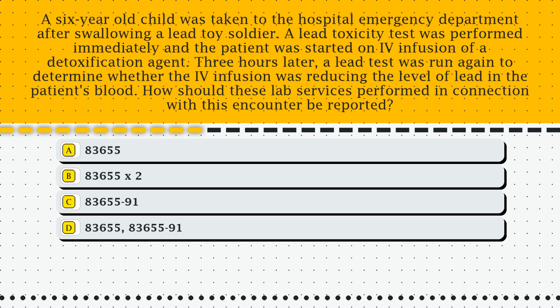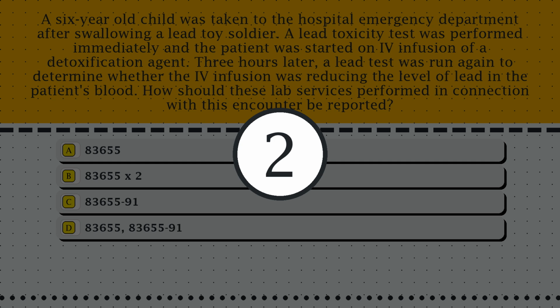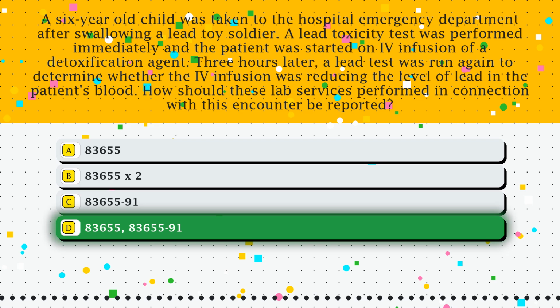Option A: 83655. Option B: 83655x2. Option C: 83655-91. Option D: 83655, 83655-91. The correct answer is option D: 83655, 83655-91.